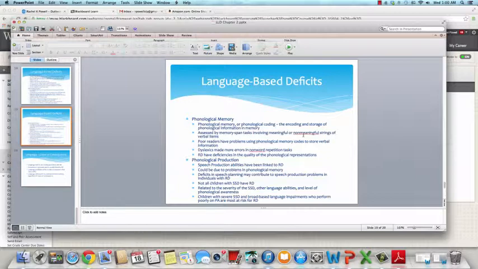So he was a good example of a child with severe speech sound disorder, phonological processing, that didn't meet the criteria for reading disability, thankfully. But the children with severe speech sound disorders and broad-based language impairments who perform poorly on phonological awareness are the most at risk for the reading disabilities.